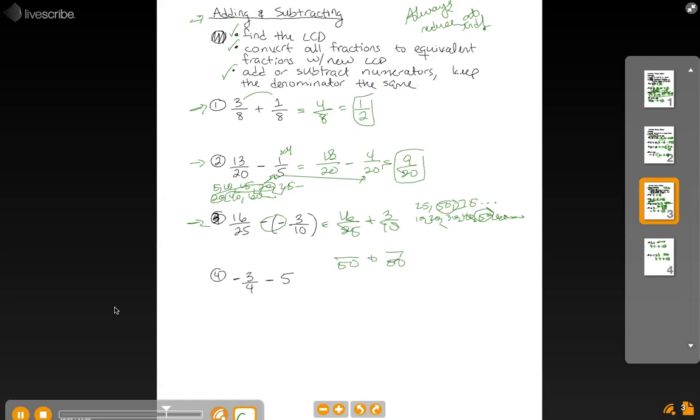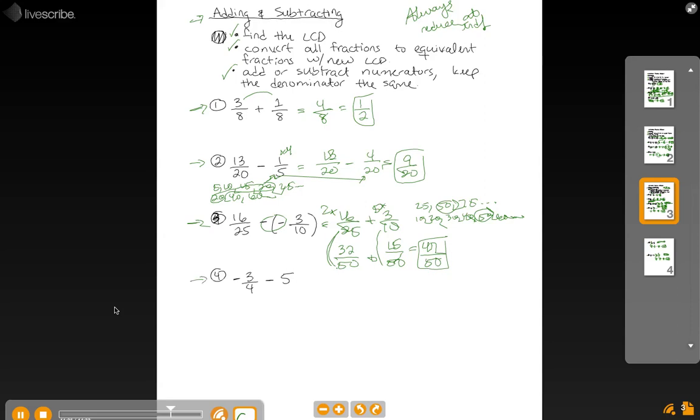Okay, now to figure out how to make that 25 into a 50, take 50 divided by 25, that's 2. That's what you've got to multiply the top by. So 2 times 16 is 32. Now take 50 divided by 10, which is 5, so you've got to multiply the top by 5. Okay, now go ahead and just add these two. 32 plus 15 is 47. Keep the denominator the same. 47 over 50 does not reduce.